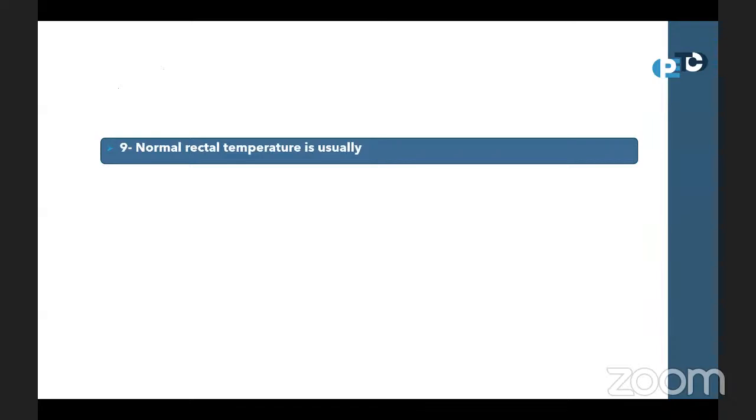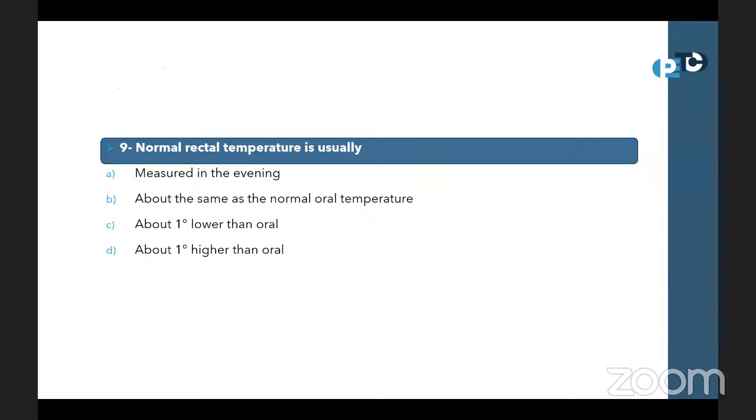The next one. Normal rectal temperature is usually measurable in the evening, about the same as the normal oral temperature or about 1 degree higher. The rectal temperature is 1 degree higher than oral temperature. And this was present in one of the previous exams.